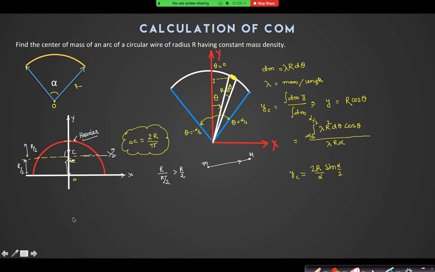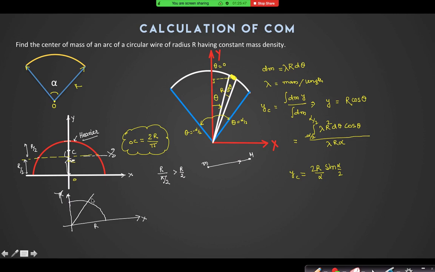Now, if this is the xy plane, can you find the xy coordinate of this quadrant of this ring of radius r? 2r by pi for x, and y is also 2r by pi. Same. Yes, they will be the same.